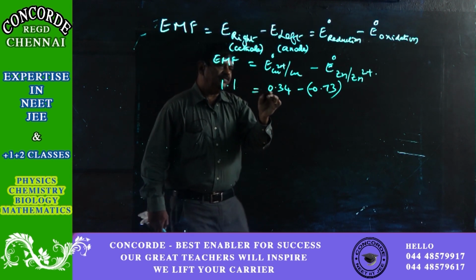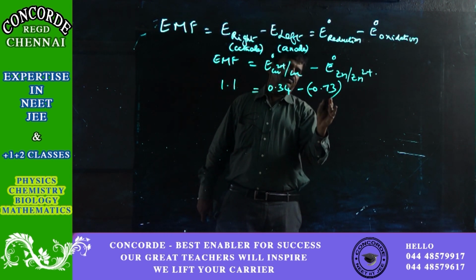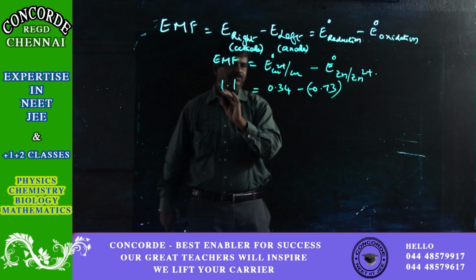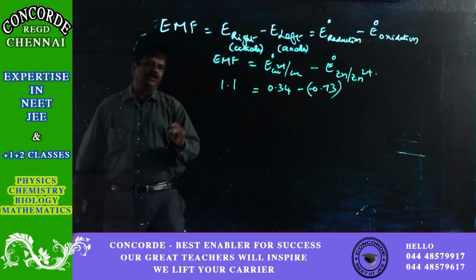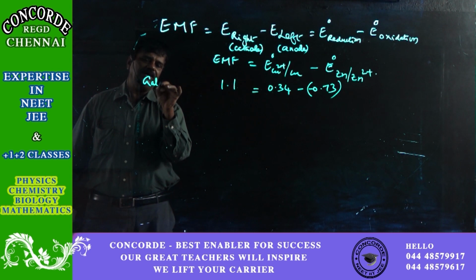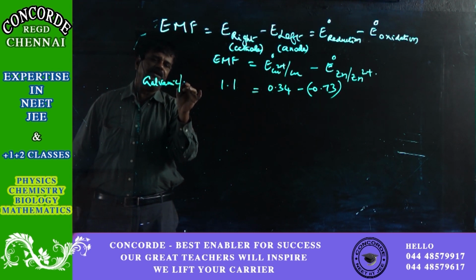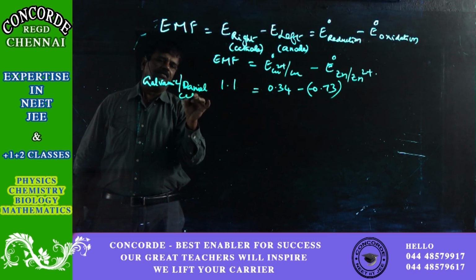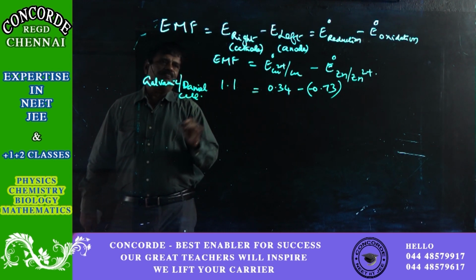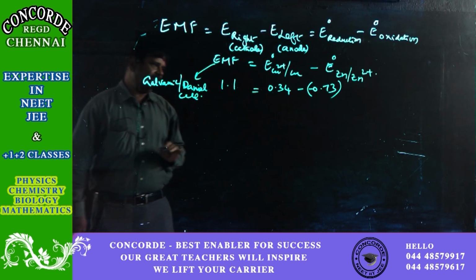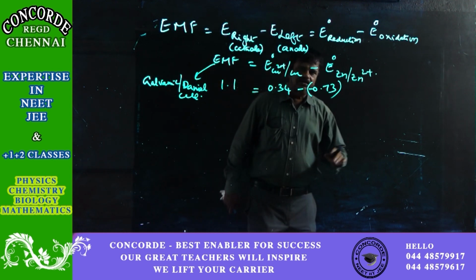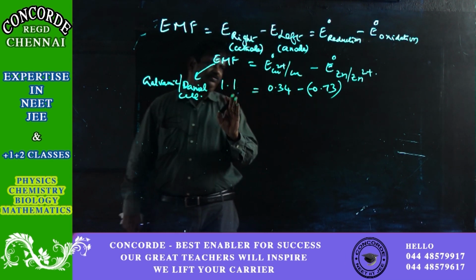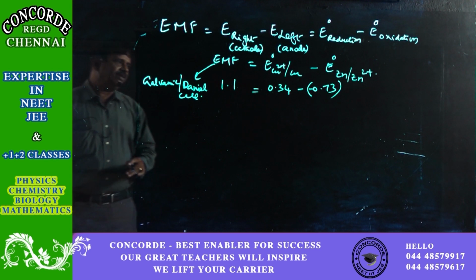So this is the reduction potential and this is the oxidation potential of Zn2 plus. It is generally negative, so minus and minus becomes plus, and this becomes 1.1. So this is the EMF of the galvanic cell or Daniell cell. Hope you are able to understand. We may be doing more problems using these formulas, where you will be in a position to understand them much better.